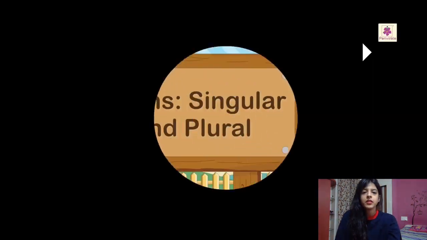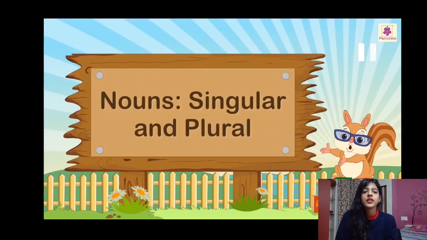Nouns are the words which are used to identify the classes of names, places, animals and things. By now we have learned three types of nouns, which were common nouns, proper nouns and collective nouns. Okay, I hope you remember them. Today we are going to study noun numbers, which are also called singular and plural nouns.